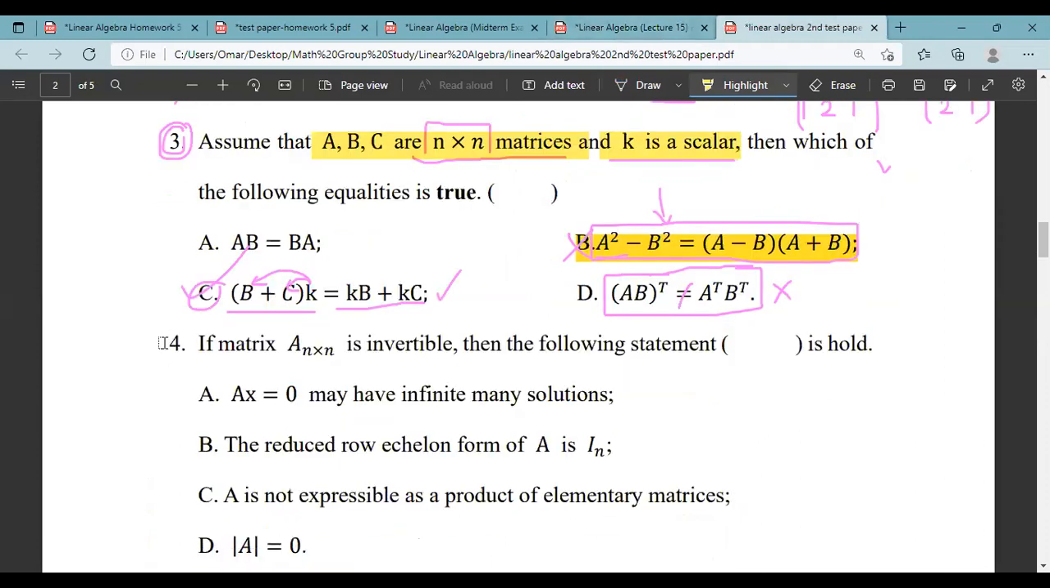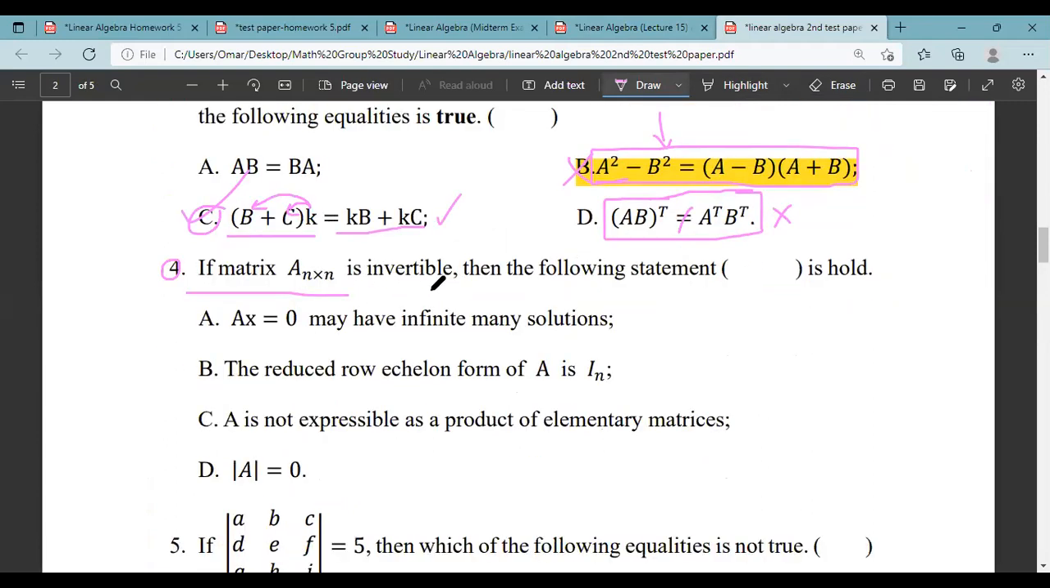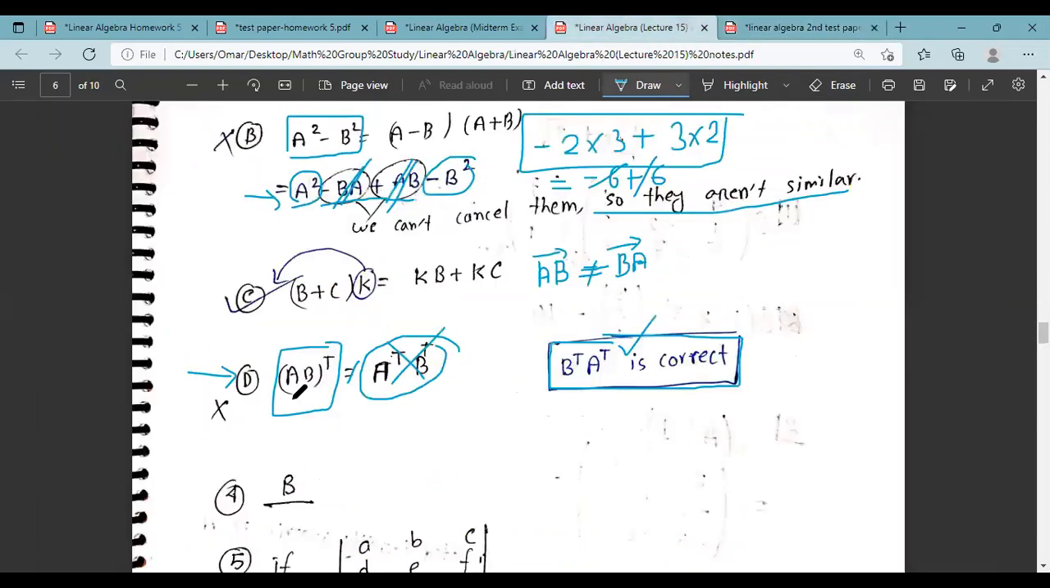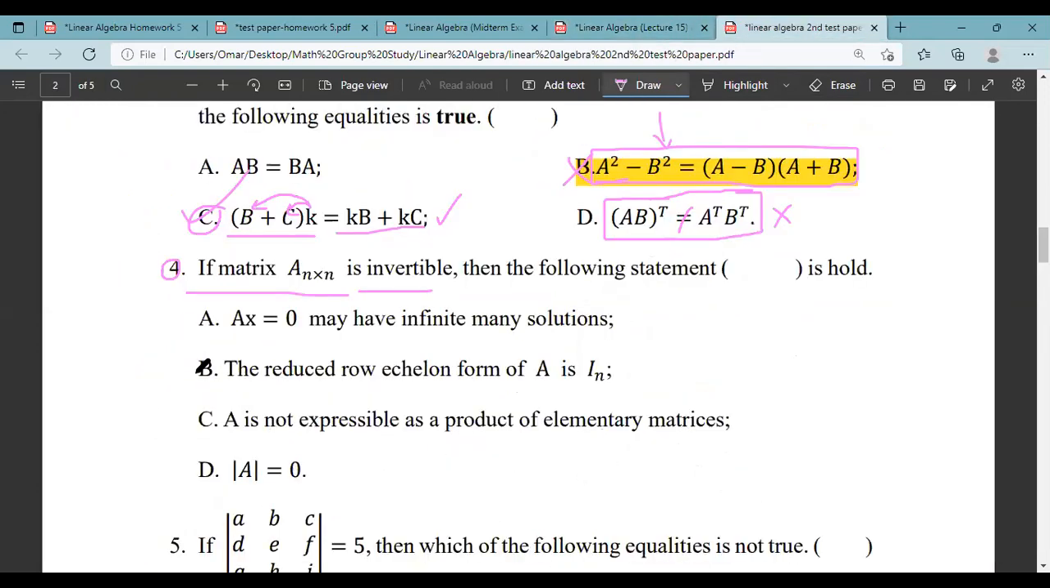Okay, so if we look at number 4 here. If a matrix A, n by n, is invertible, then the following statement holds. So invertible means, okay, number 4, B is the correct answer. So if it is invertible, then Ax equal to 0 has infinitely many solutions. So this is not true.